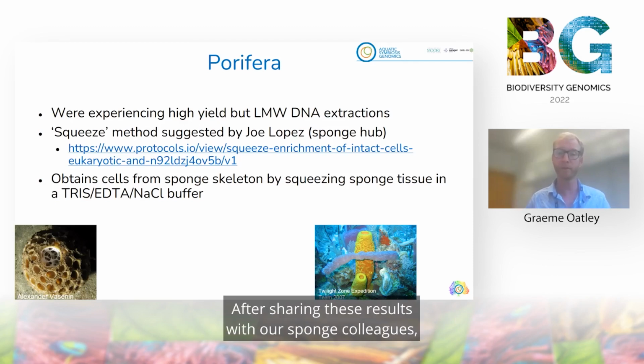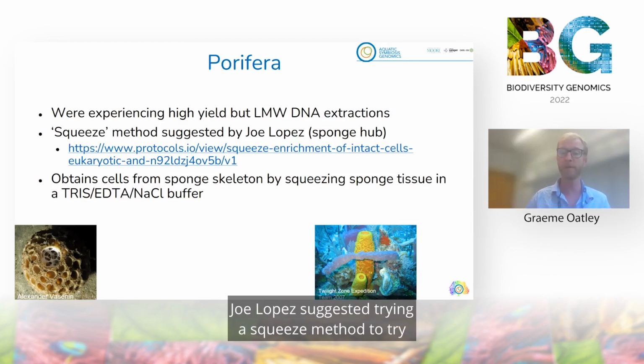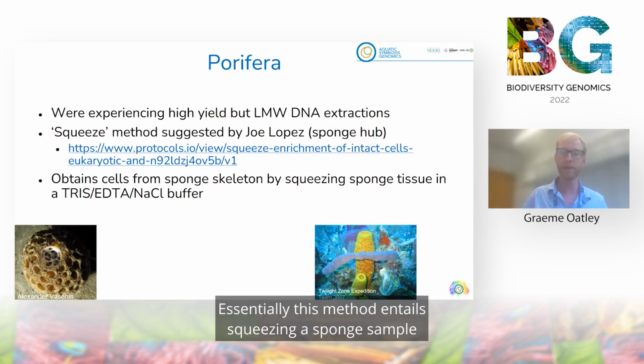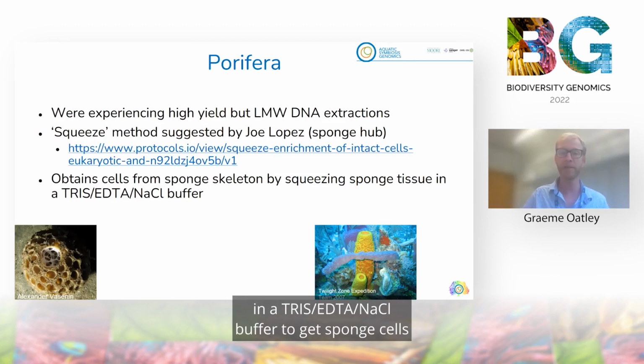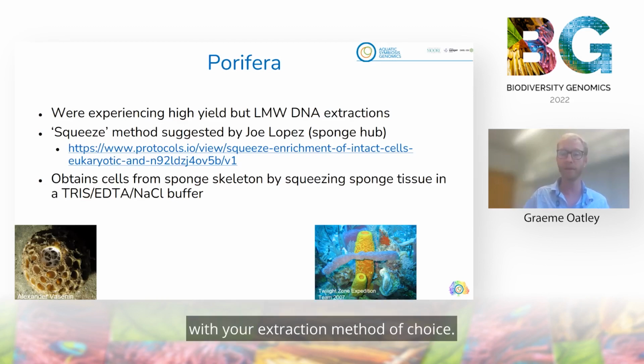After sharing these results with our sponge colleagues, Joe Lopez suggested trying a squeeze method to try and improve DNA quality. Essentially, this method entails squeezing a sponge sample in a tris EDTA sodium chloride buffer to get sponge cells from the skeleton, and then using those cells with your extraction method of choice, in our case, the Magattrack kit.